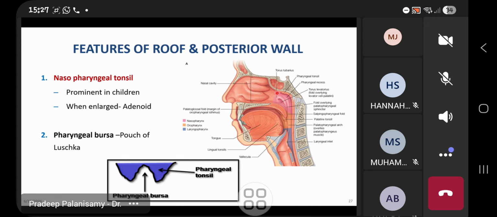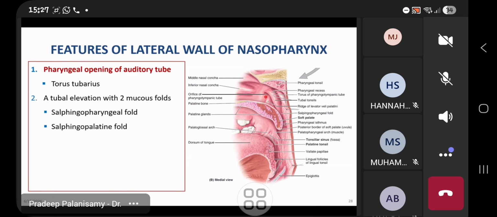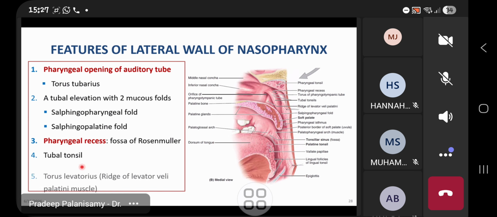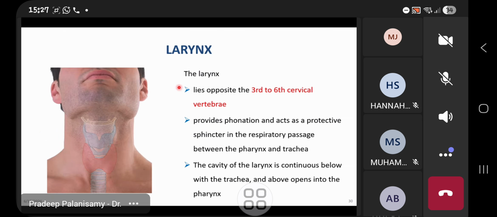Nasopharynx, this topic, they can ask you to identify a few things. If it has been asked in your earlier exams, it won't be asked, or else this can be your OSPE question. The major ones will be the pharyngeal opening, then the elevation over there, the tubal elevation. Behind the tubal elevation, you get the pharyngeal recess as well. And in the tubal elevation, you get the tubal tonsil. These things you need to remember.